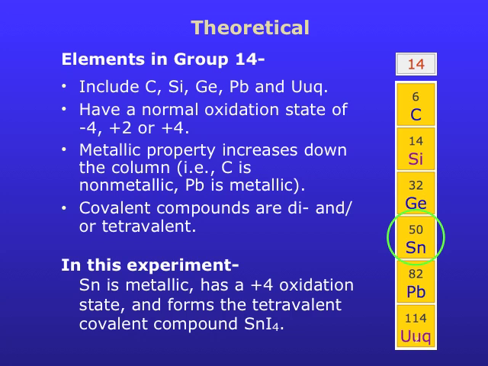This reaction verifies the metallic characteristic of tin, since it reacts with iodine, a nonmetal, to form the covalent compound SnI4. A tetrahedral structure of iodine atoms bonded to a central tin atom would be predicted for SnI4 using the valence shell electron pair repulsion model.